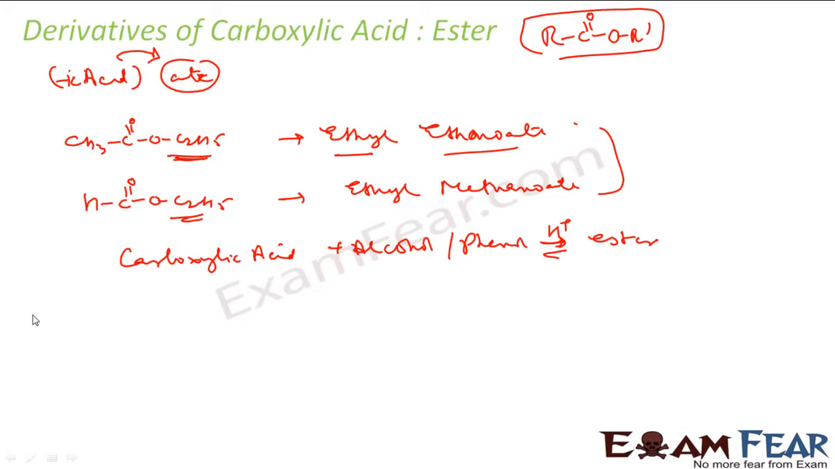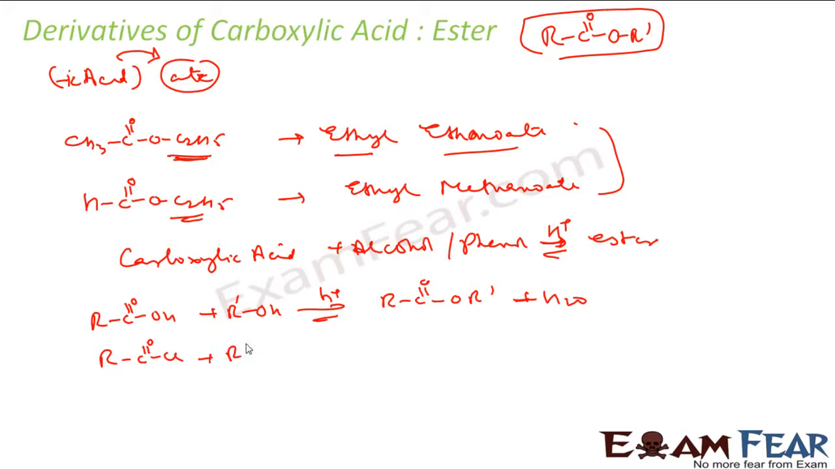Let me write one reaction to clear this concept. This is my carboxylic acid. This is my alcohol. In presence of H plus, it will form this and H2O. So this forward reaction is called esterification, and the backward reaction is called hydrolysis. You can also prepare this instead of carboxylic acid. If you have acyl halide RCOCl, you can react this with alcohol, and then also you can prepare this. Here you will get HCl as the byproduct.